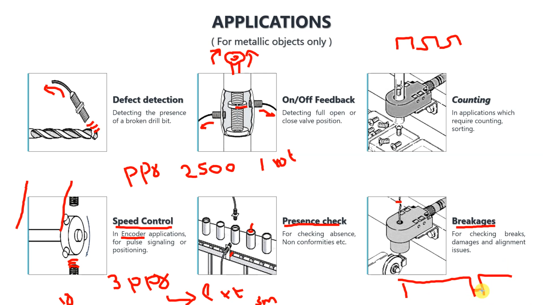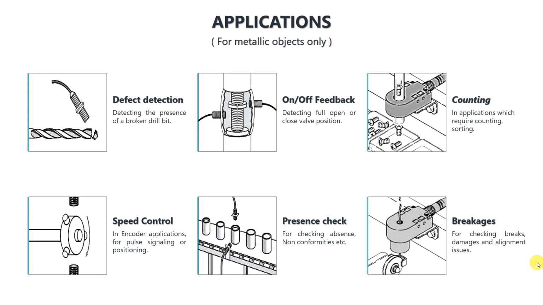So these are some of the examples for the inductive proximity sensor that you might find in an industrial scenario. In the next session, we are going to look at the photoelectric proximity sensor, their working principle, and their construction.